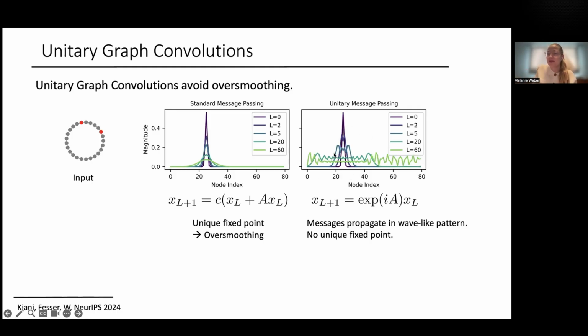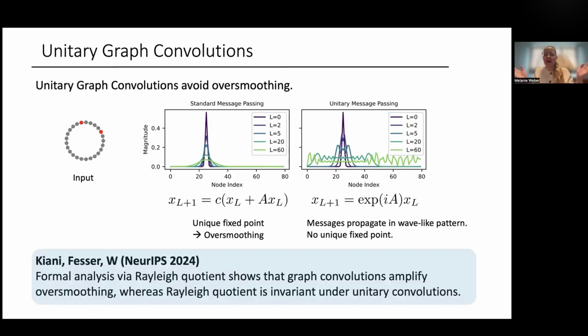And even as we make the network deeper and deeper, here we have a setting, for instance, that has 60 layers, which is extremely large for a small input like this. Even then, we see that it's always this wave-like pattern. There's no representational collapse. We can also make this more formal. I won't be able to go into the details here in the talk. But if you're interested, please take a look at the paper.